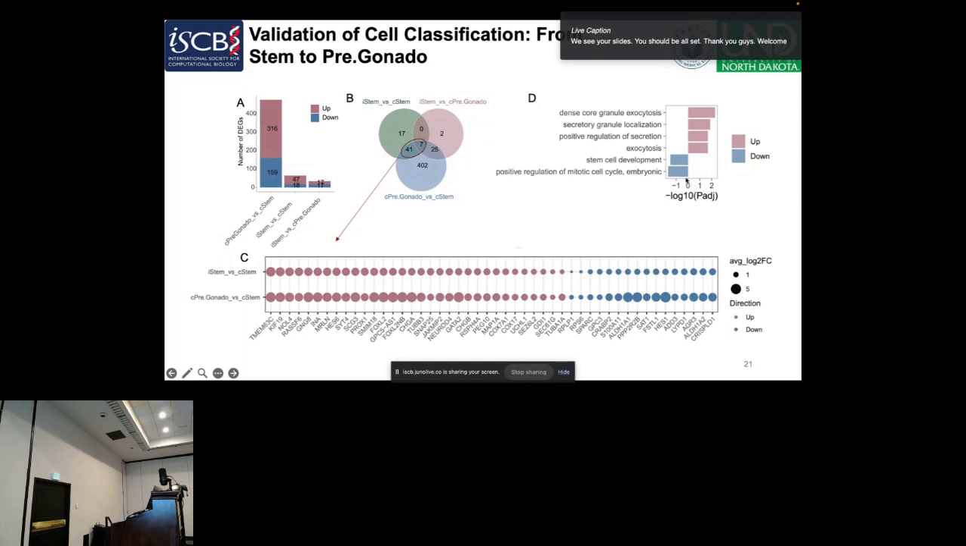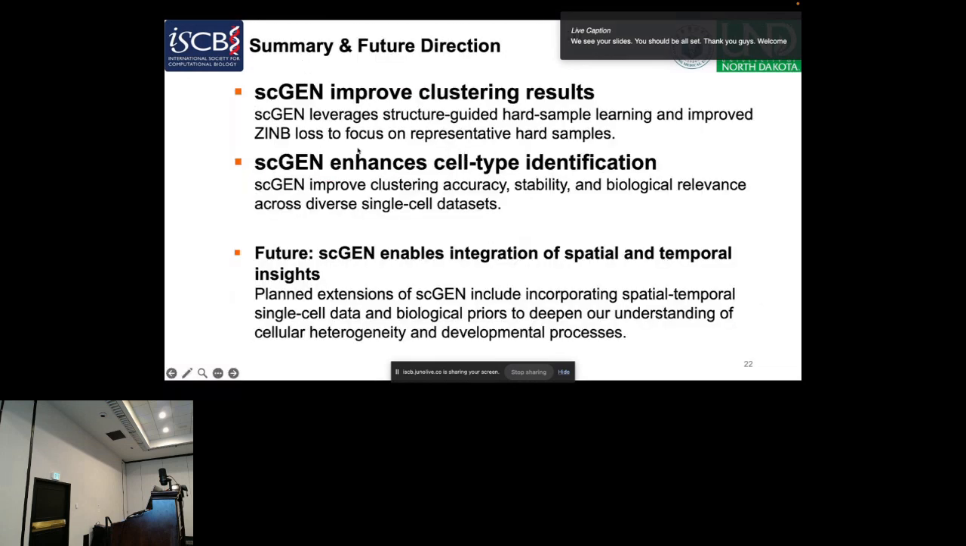And the GO enrichment analysis also supports our result. Stem cell development was downregulated and the positive regulation of secretion was upregulated. To give you a summary, scGEN improved the clustering result, scGEN enhances cell type identification, and scGEN maybe enables integration of spatial and temporal insight.